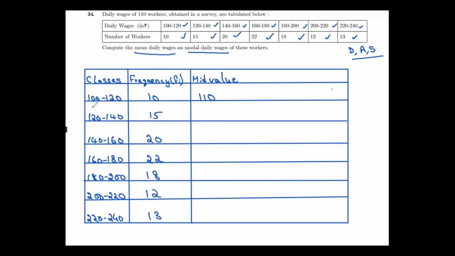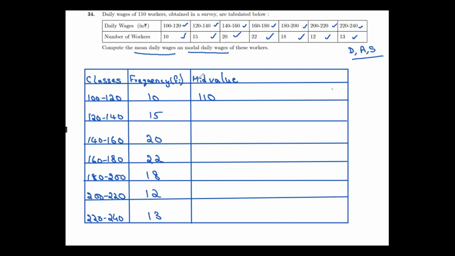So here, if you observe, what is the class size of this question? How can we find class size? You observe any two successive lower limits or any two upper limits. Choice is yours. Find the difference. How much is it? 100, 120 I have chosen. The difference is 20. So the class size is 20. Or if you choose any two successive upper limits, 160, 180, difference 20. So that is the class size.